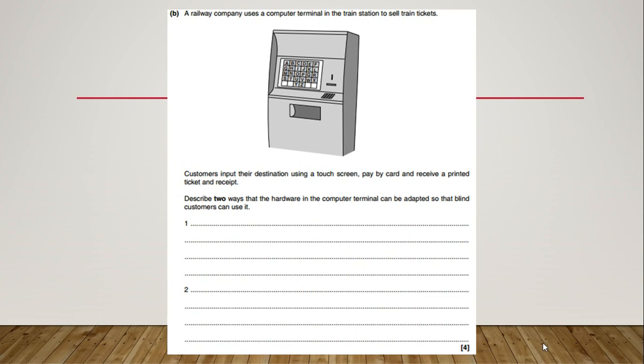There's a couple more answers, but just think whether it's realistic and whether it would be practical for that ticket machine. But the main answers here is a Braille keyboard, a headphone port, and also a speaker which says the destination you've selected.